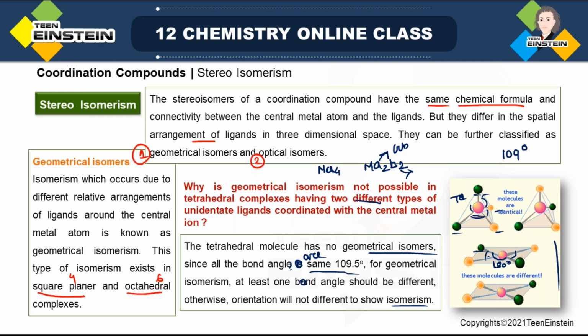Now if the two same ligands, suppose the green, are present 180 degrees apart from each other, you will get one isomer. If they are 90 degrees to each other, you will get another isomer. In the first one, as they are 180 degrees apart, both the orange ones and the green ones, that is why it is known as trans, and this is cis. But this type of two different arrangements is not possible in tetrahedral geometry because there all the angles are the same. So this is the reason why geometrical isomerism is not possible in tetrahedral complexes.